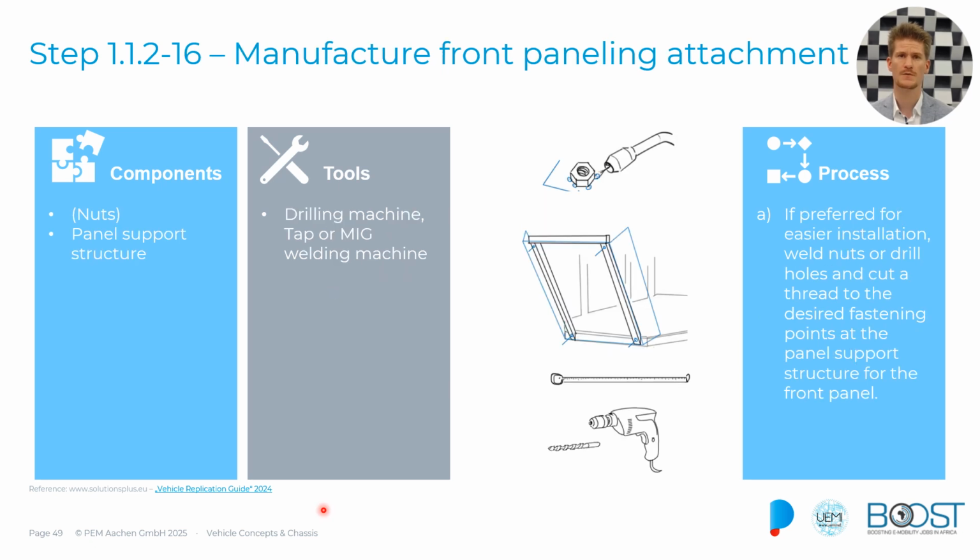Then the next step would be the manufacturing of the front panel attachment points. We would need some nuts, for instance, and the support panel structure. We would recommend to use a drill, a tap, and a MIG welding machine, and then we will look for points where we want to actually bolt or attach the front panel to, mark them, drill a hole through, and then we will use the nuts and weld them to the structure so we can later attach our panel to that.